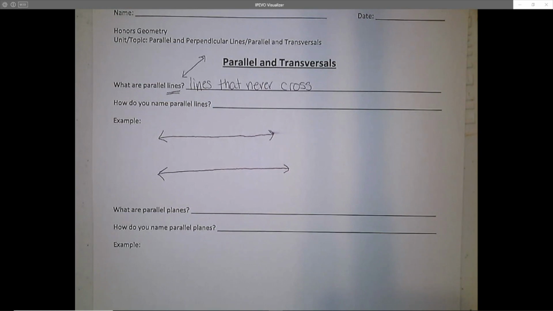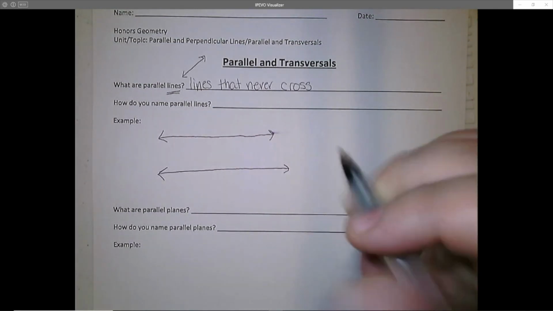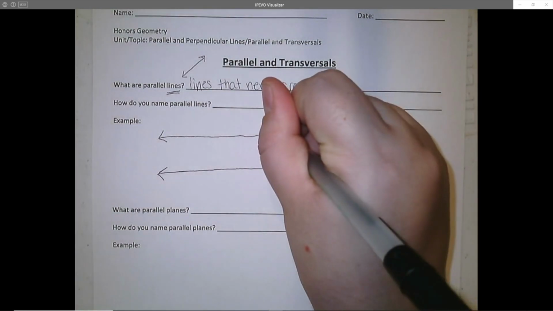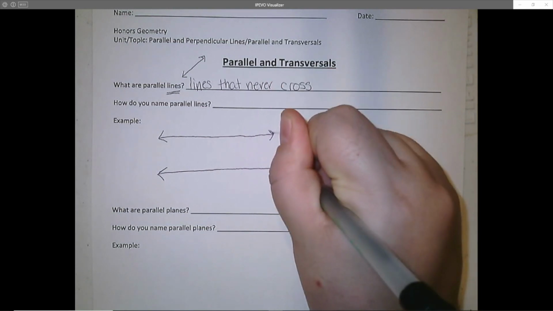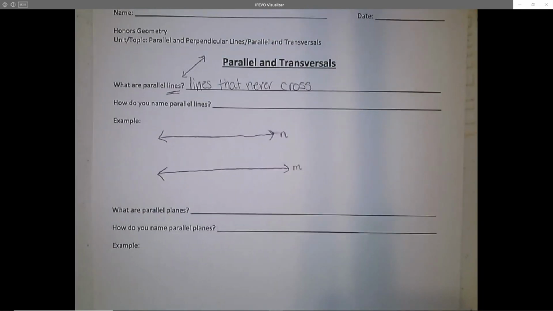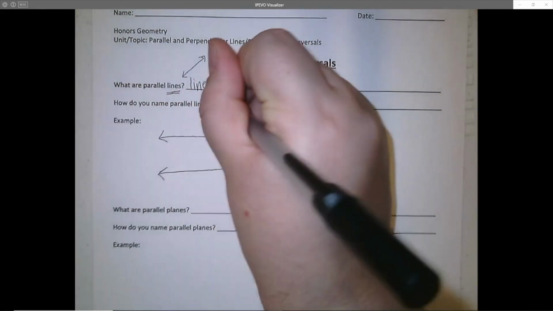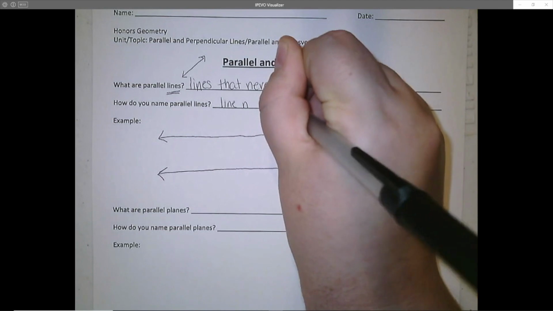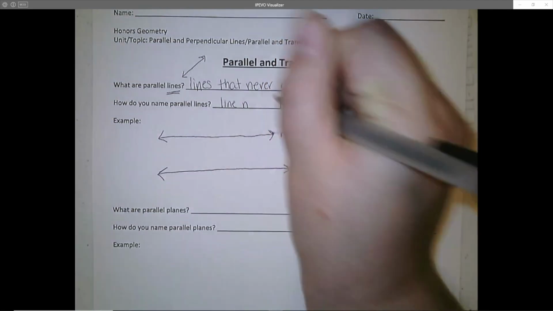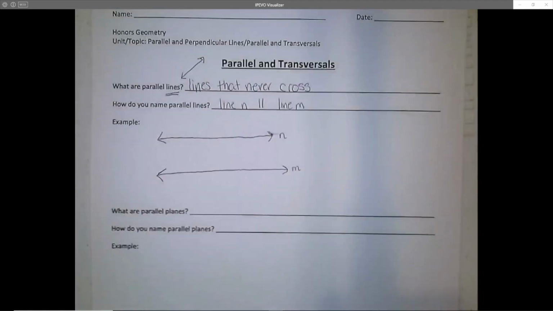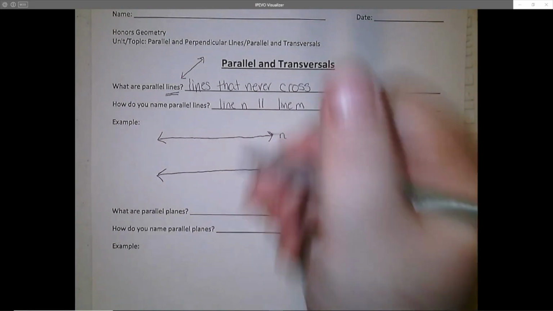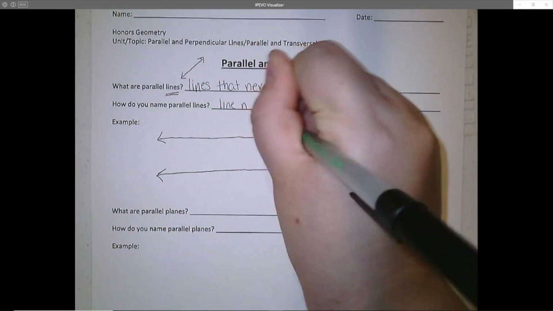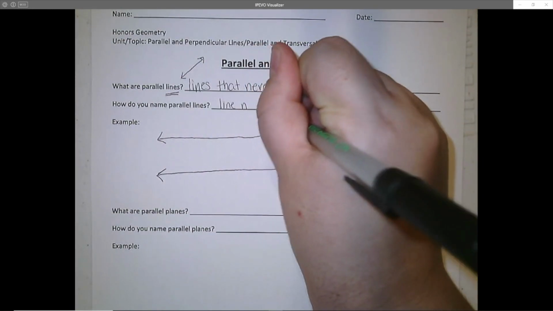So now, how do you name parallel lines? Remember back in Unit 1, one of our ways of naming lines was to have these lowercase letters outside of them. I can name parallel lines simply by saying line N, line M, and the parallel symbol looks like an 11 or two lines that never cross. This is the parallel symbol.